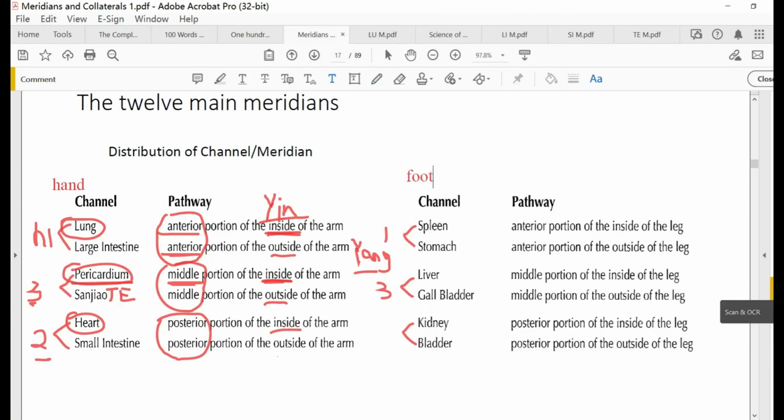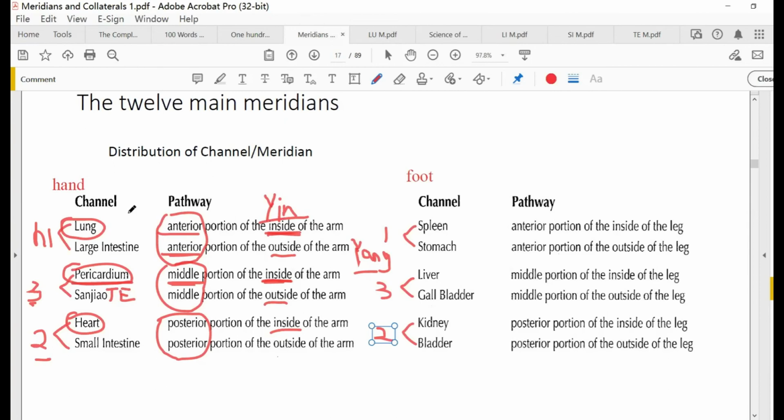And that is the foot meridian. So let's take a look at the foot meridian.